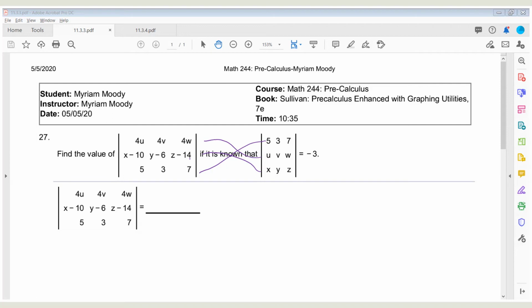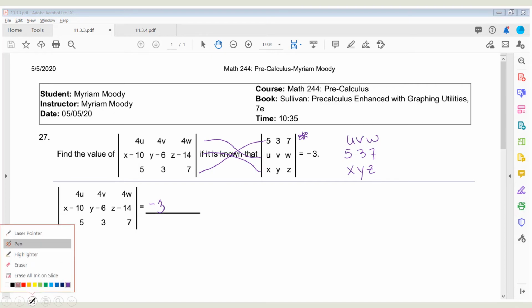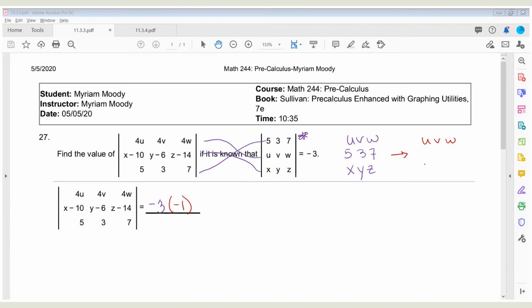So it looks like from here, U, V, W went to the first row, 5, 3, 7 to the second row, and X, Y, Z, which means it looks like there is at least one row switch, right? So if there's at least one row switch, this is going to get multiplied by a negative 1. But from here, it looks like U, V, W stayed in the same spot. It looks like the X, Y, Z now went into the second row, and the 5, 3, 7 went to the third row, doesn't it? Okay, so they did another row switch, which means negative 1 we have to multiply by.